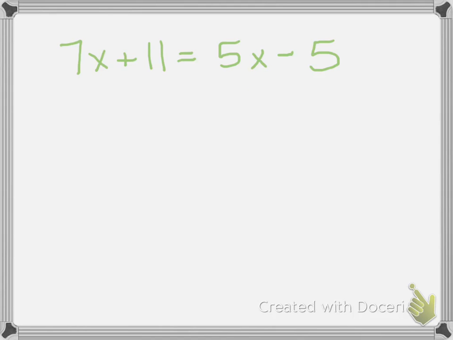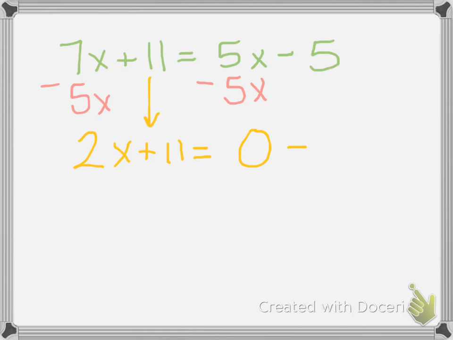This 5x is positive, so I need a negative 5x or minus 5x on both sides. 7x minus 5x is 2x. I haven't dealt with my plus 11, so I bring it down. Bring down the equal sign. 5x minus 5x is just 0. Then bring down minus 5. 0 minus 5 is negative 5.